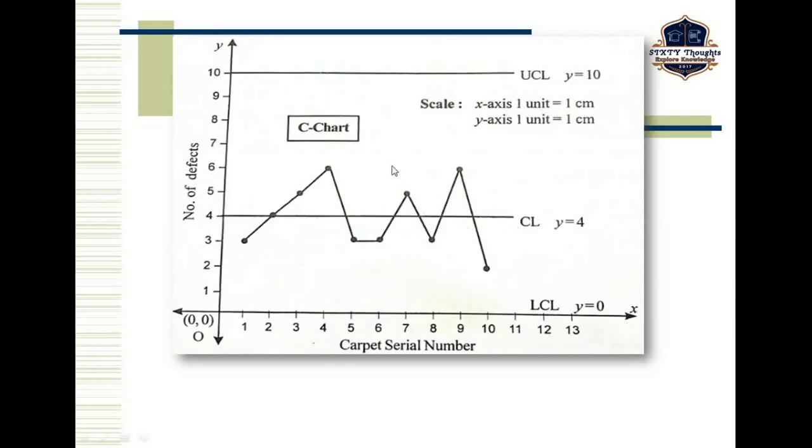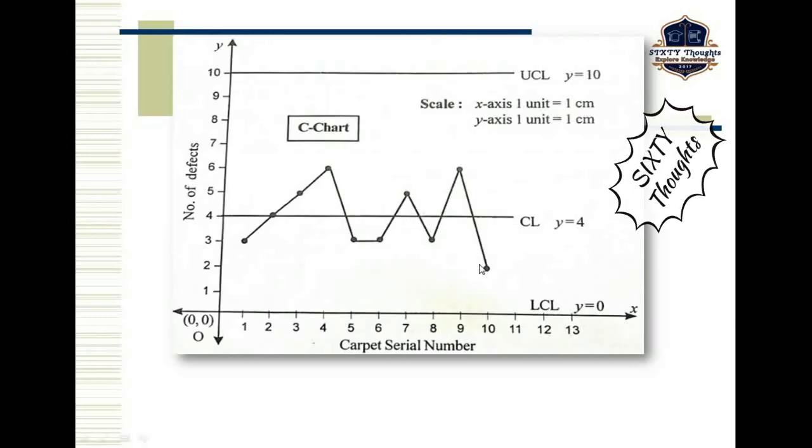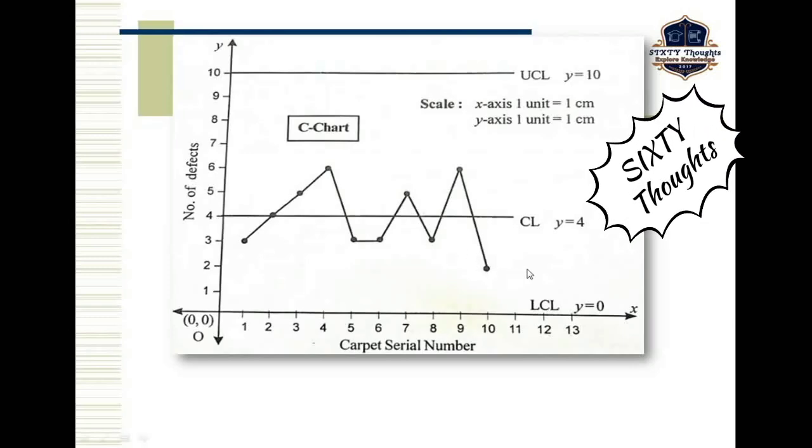Next is the second horizontal line. It is called the upper control limit. What is the upper control limit value? 10. If you draw this, this line is called the upper control limit. The third horizontal line is called the lower control limit. The lower control limit value is negative, so we remove that. We consider the lower control limit value as 0. So we consider the x-axis itself as the lower control limit.